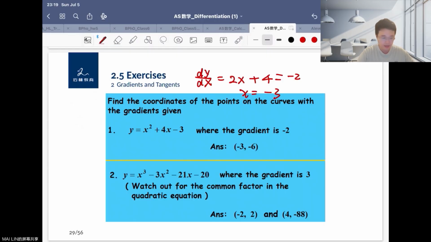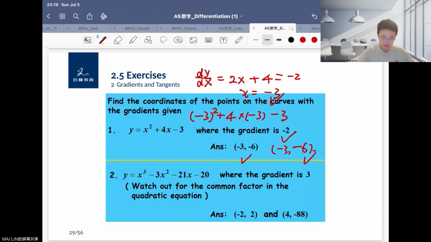Because the gradient is negative 2, we find that x is negative 3, and just put negative 3 into the curve. So it's negative 3 squared plus 4 times negative 3 and then minus 3. Okay, that is it. So you can find it's (negative 3, negative 6) for the final answer.